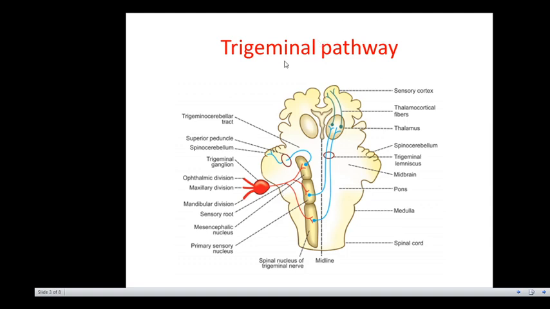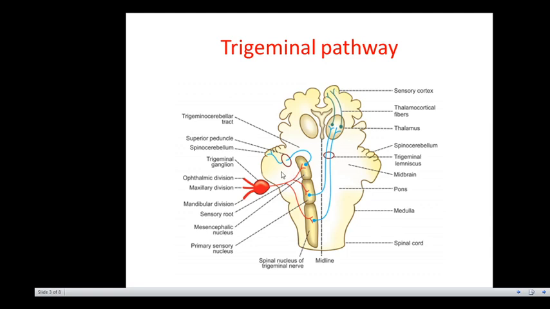See, this is the picture showing the trigeminal pathway. If you look at this picture, see number one, this is the entire trigeminal pathway. It starts from here, goes like this, and from here up to the sensory cortex. I'll just trace it. So how to trace the trigeminal pathway? It is starting from here like this, and here again like this, up to here.